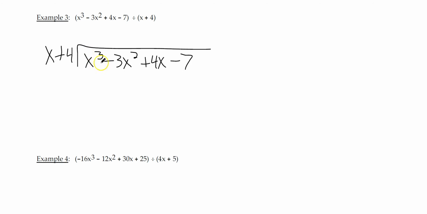It's important when you write these down, if you were missing a power, say this didn't have an x squared, we'd still want to leave a space. Some people actually write a 0x squared to make space so that your work lines up nicely.